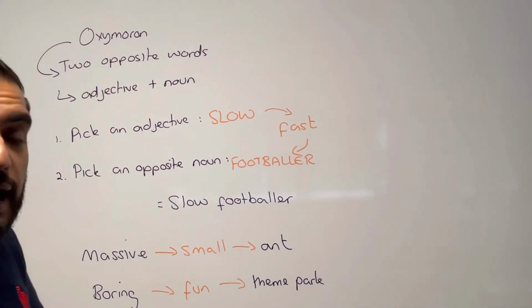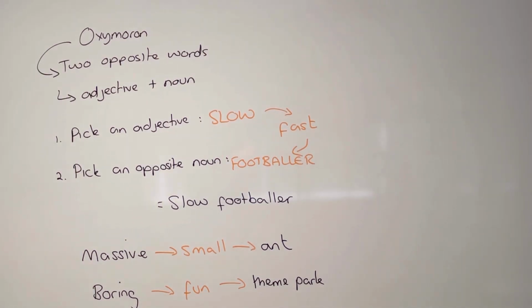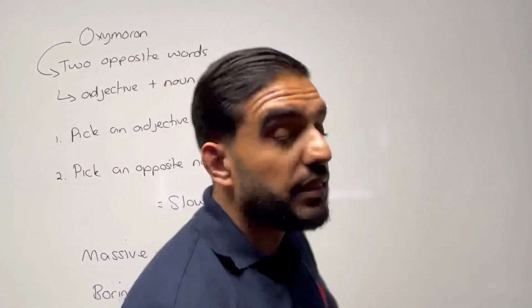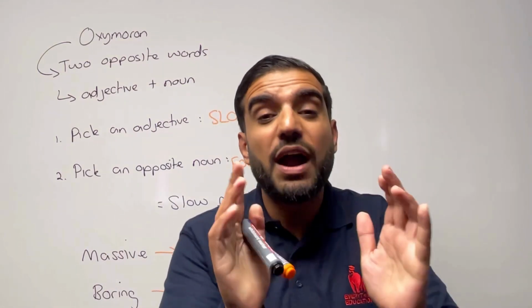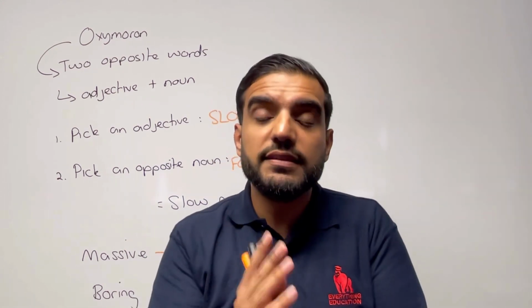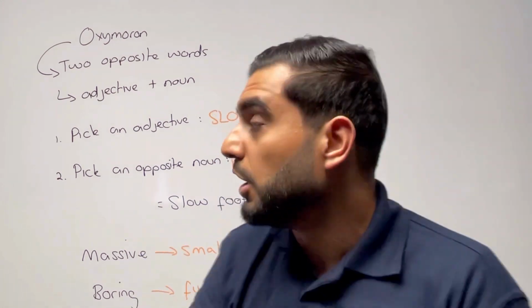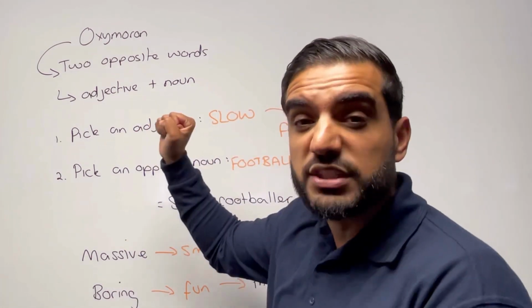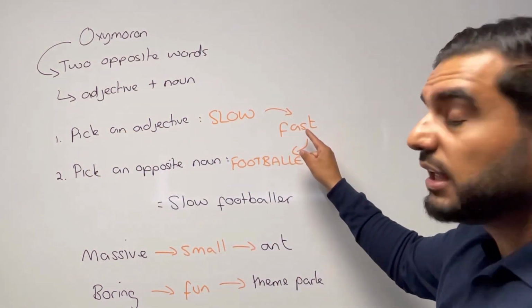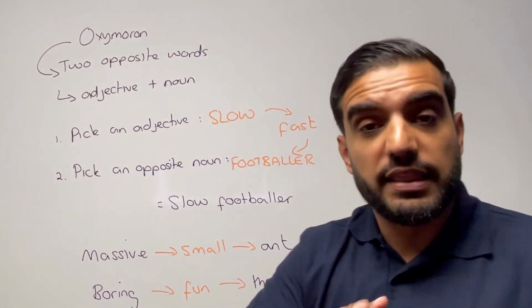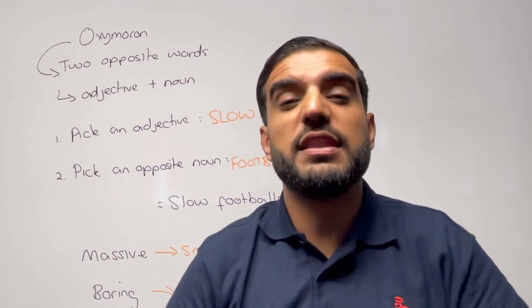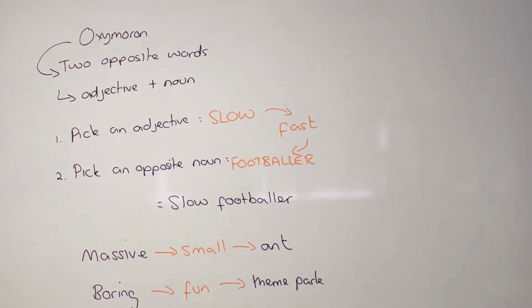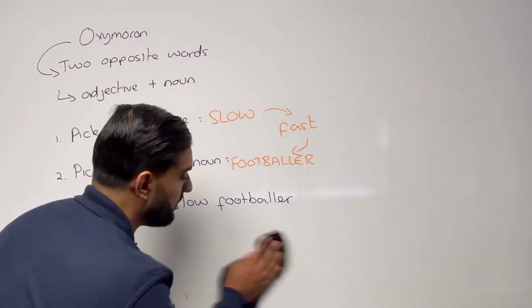So guys, this is how you create an oxymoron. And I repeat, there are many other ways. It doesn't always have to be noun plus adjective. However, I'm trying to give you guys the easiest way that you can do it in your exam. You simply think of an adjective, which is a describing word, you think of the opposite, and then you think of a noun. That's it. Think of an adjective, think of an opposite noun, put them together, and you've got your oxymoron. Now, that's lovely, guys. That is absolutely lovely.